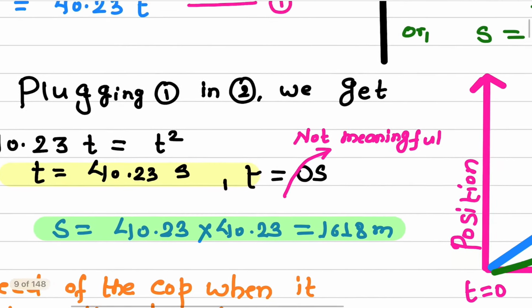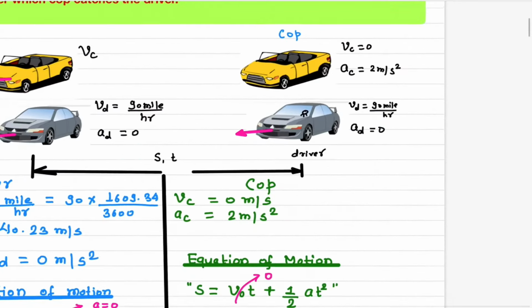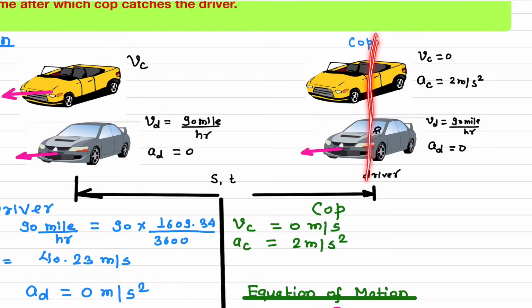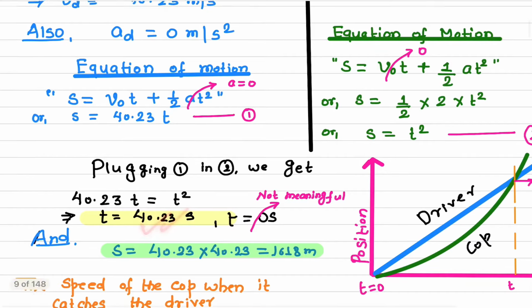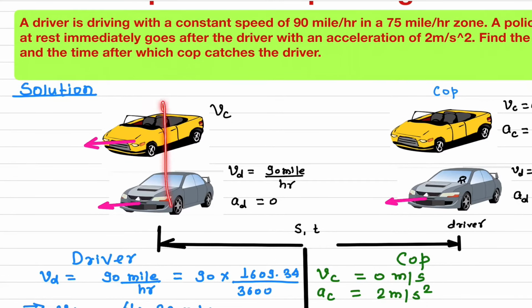What does this mean here? Time equals 0 seconds refers to this past location, and you see both are exactly at the same position. And at this time here, 40.23 seconds, again, they are exactly at the same position. So time equals 0 seconds does not make sense here. That's not meaningful.